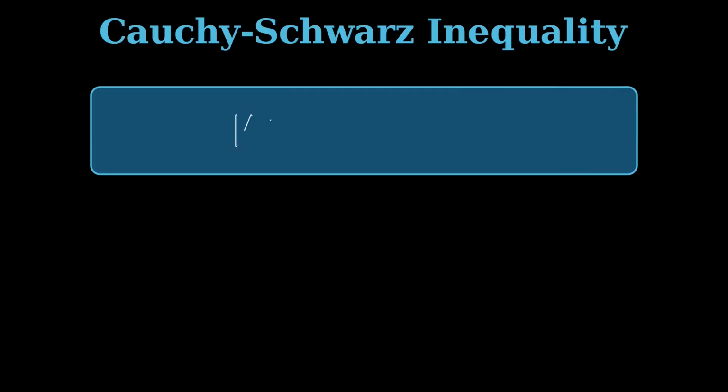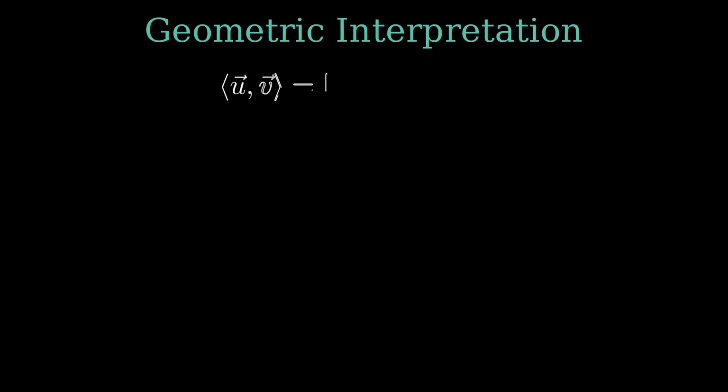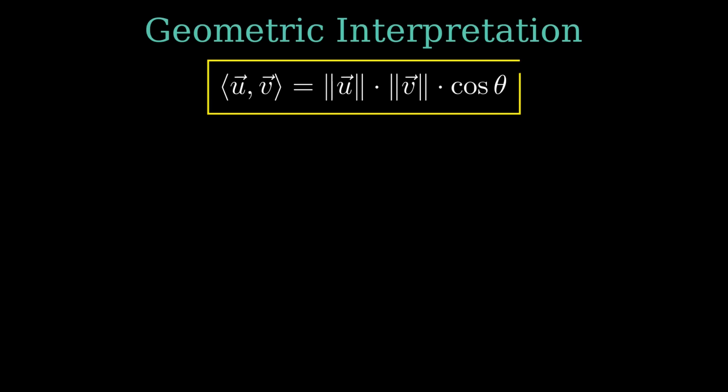The Cauchy Schwarz inequality is one of the most important inequalities in mathematics. It tells us something fundamental about inner products. The absolute value of the inner product between any two vectors is at most the product of their lengths. Let's understand this geometrically. The inner product can be expressed using the angle between vectors.